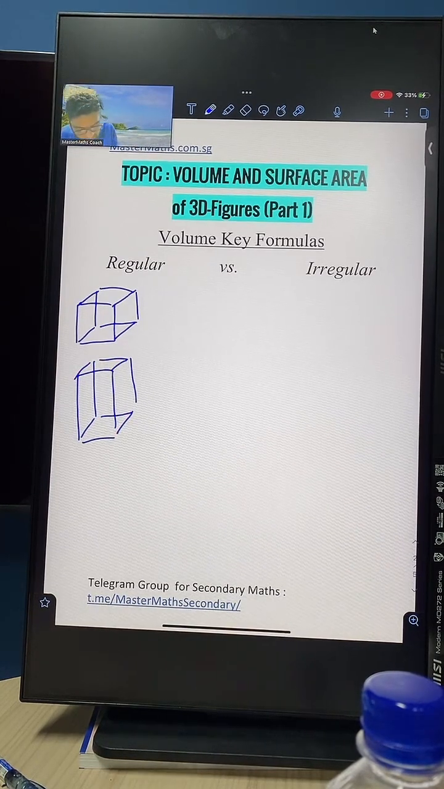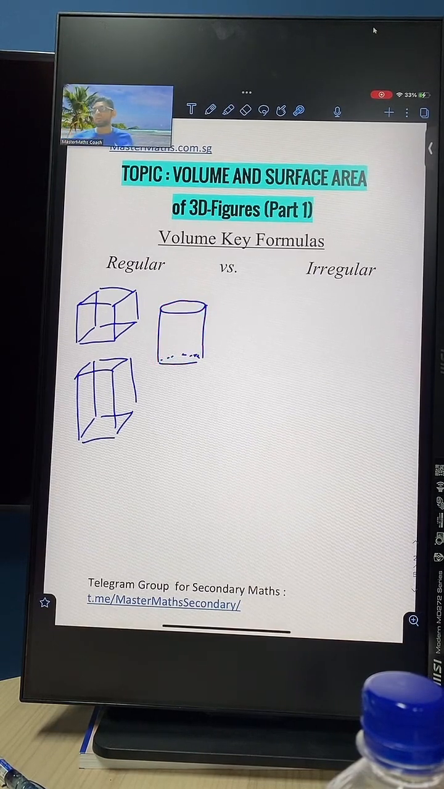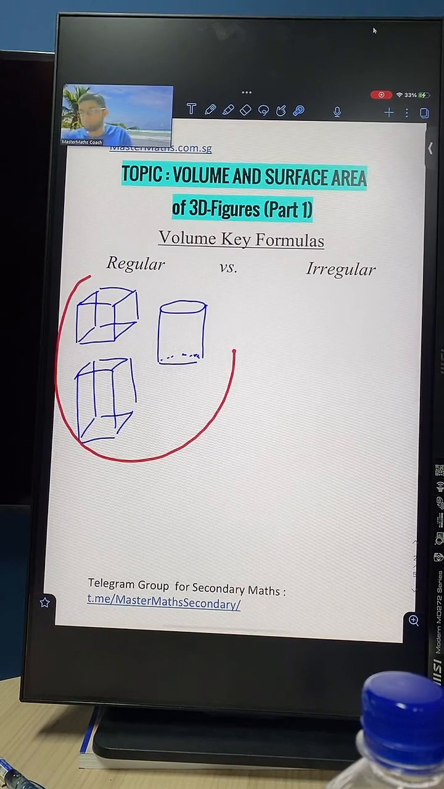Okay, you also have this thing called a cylinder. So you can just draw it like this. Start with one oval at the top first, and then draw two straight lines down, a curve, and then dotted line. Finish. You get yourself a very nice cylinder already. So all of these are examples of regular shapes.